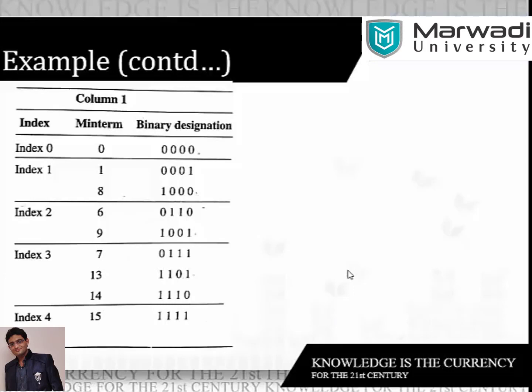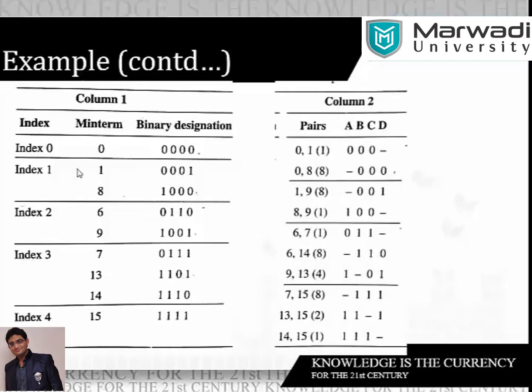Now we would be clubbing all these minterms in a group in such a manner that each group comprises an equal number of ones. For example, index 0 comprises 0 ones, index 1 comprises a single 1, index 2 with 2 ones, and so on. Our next task would be to pair the successive groups and to obtain column number 2.